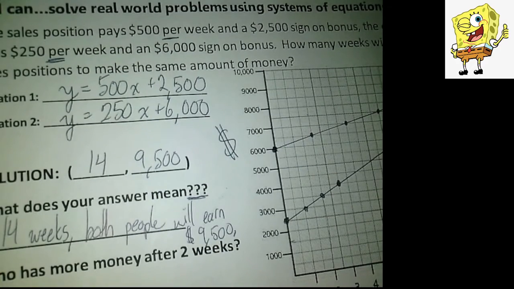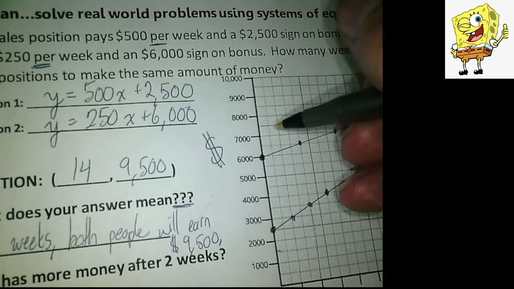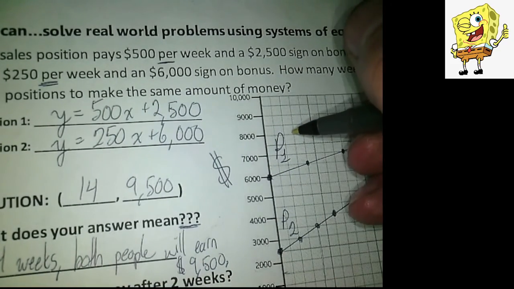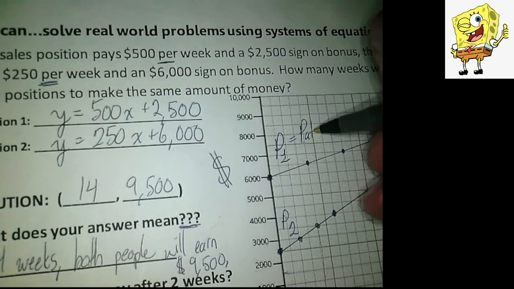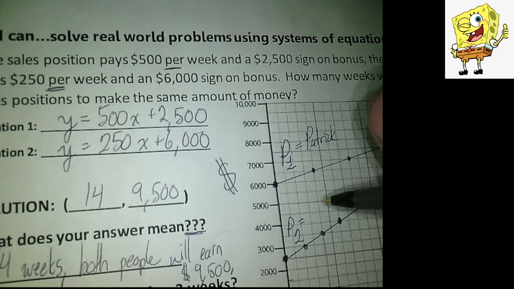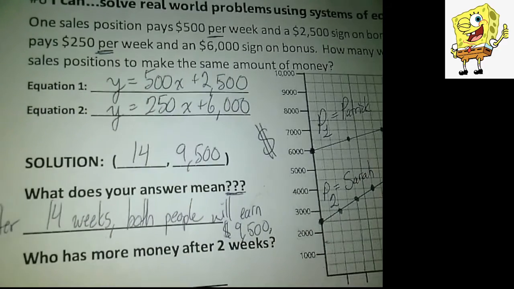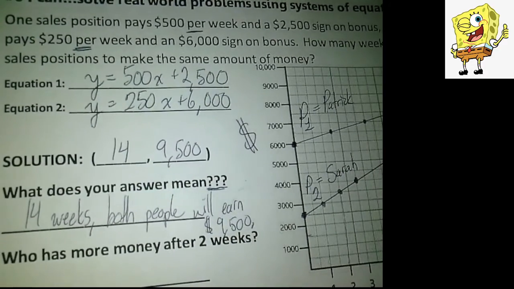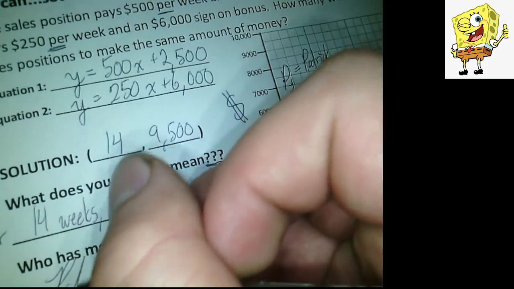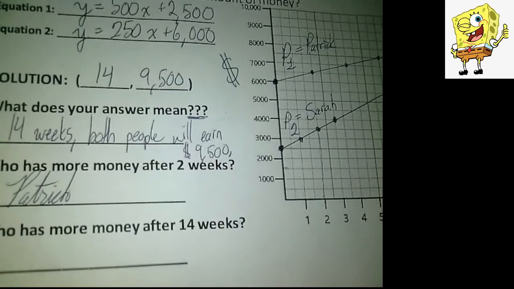Okay. And you know what? Let's label this line as person 1 or P1, and this line as person 2. Let's call person 1, oh heck, Patrick for P, and then person 2, I don't know, we could call her Sarah. All right, and it's asking who has more money after 2 weeks. Here at 2 weeks, I did not intentionally do that, but it does appear that I will have acquired more money after 2 weeks, right?